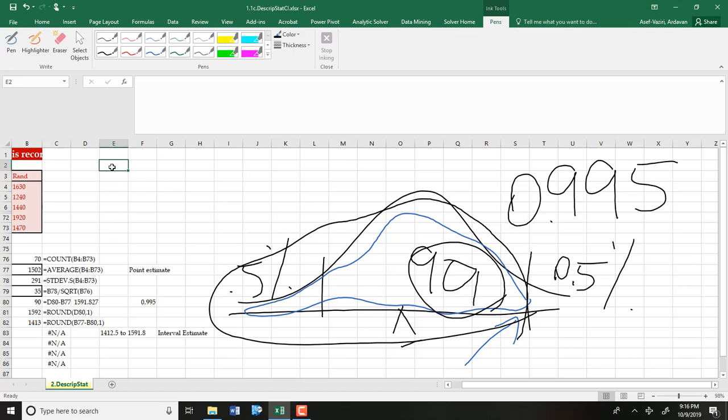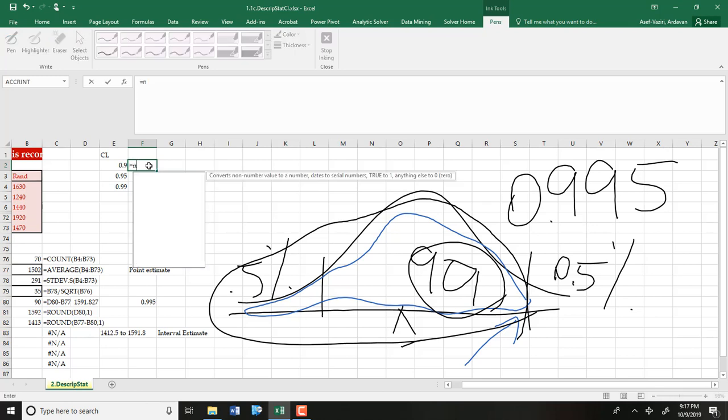Let me type here 90%, 95%, 99%. So this is confidence level, 90%, 95%, 99%. And then here I compute equal to norm inverse, probability is this one plus 1 minus this one divided by 2. That is the probability. 90% plus 1 minus 90% is 10% divided by 2, 5%. 5% plus 90% is 95%.